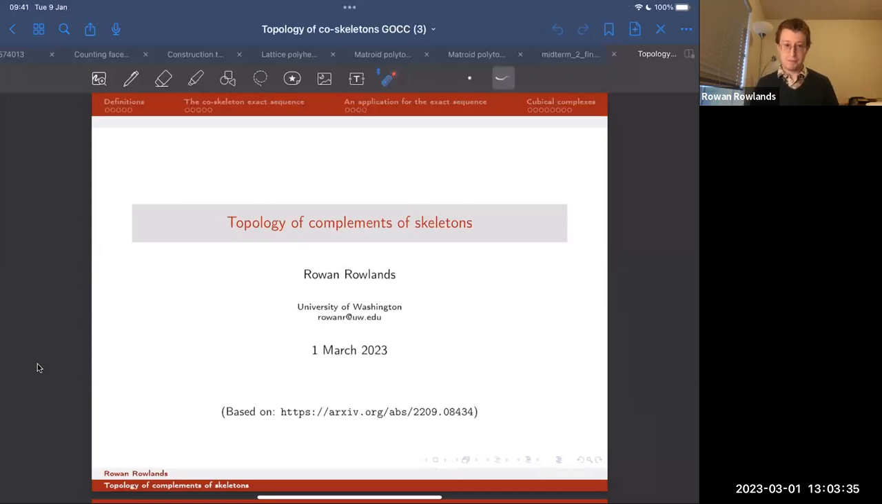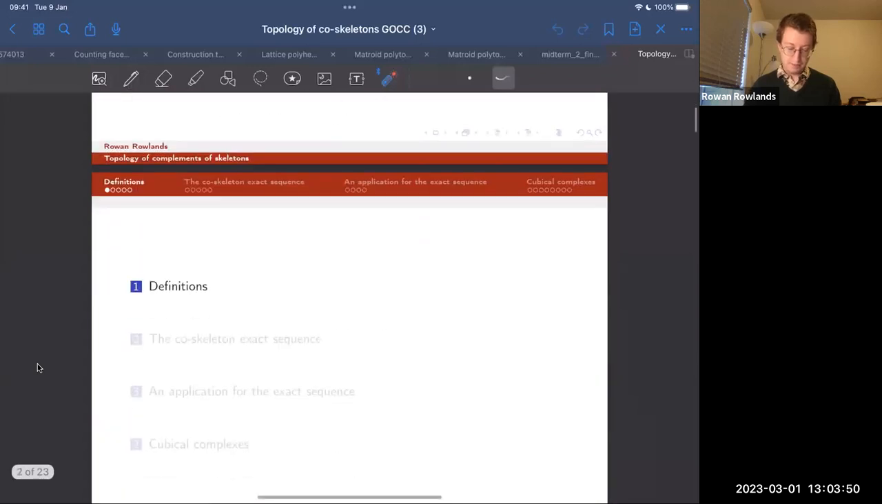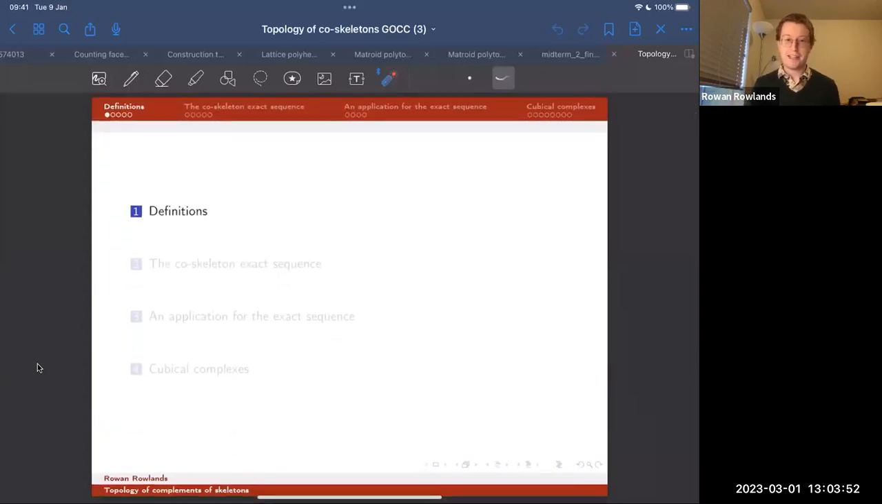So, like you mentioned, today I will be talking about the topology of complements of skeletons. Just to note, this talk is based on a preprint on the arXiv with the same name. If you want to check for further details, search that up. All right, so let's start in the usual way by defining some of the things we'll be considering.